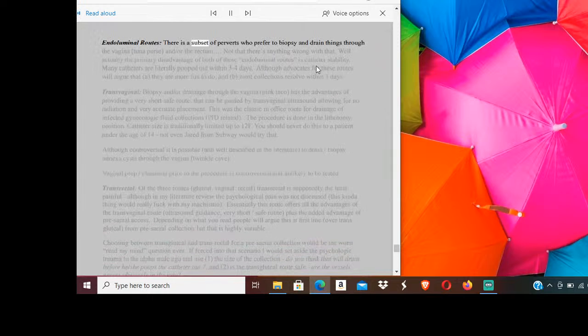Endoluminal routes. There is a subset of people who prefer to biopsy and drain things through the vagina and/or the rectum. Not that there's anything wrong with that. Well, actually, the primary disadvantage of both of these endoluminal routes is catheter stability. Many catheters are literally pooped out within 3 to 4 days. Although advocates for these routes will argue that A, they are more fun to do, and B, most collections resolve within 3 days.